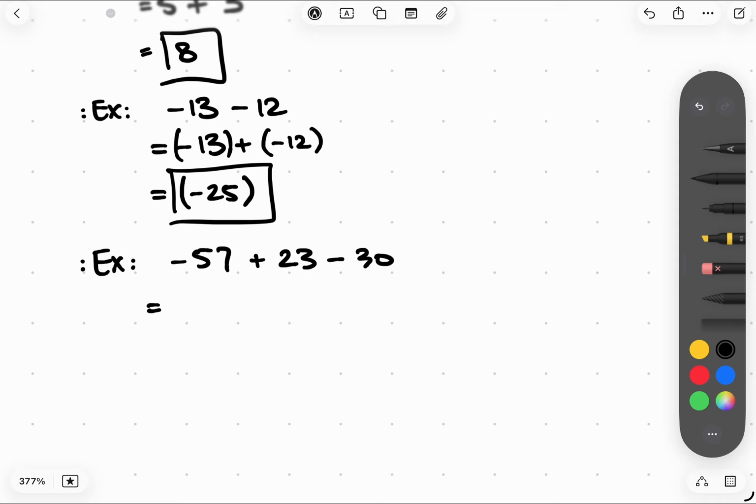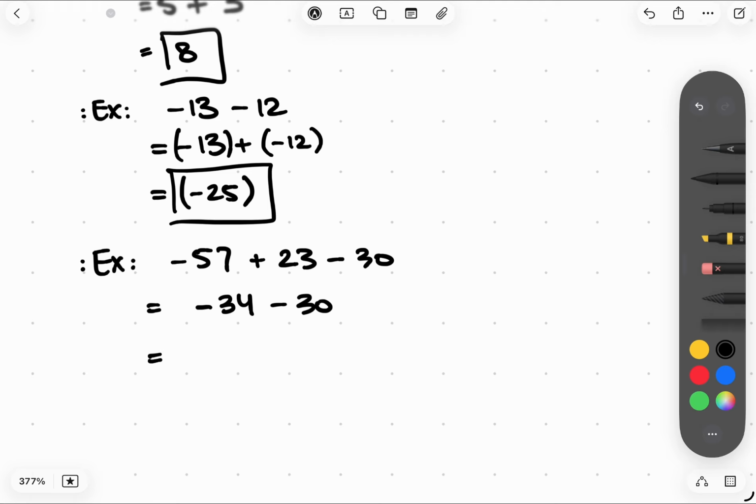I look at the bigger number. It's going to be 57 minus 23 because they're opposing teams. They're fighting each other right now. So the negative team is bigger, so that negative team is going to win. And then 57 minus 23 is going to be 34. Now I have the -34 down. And then I'm going to re-add that minus 30.